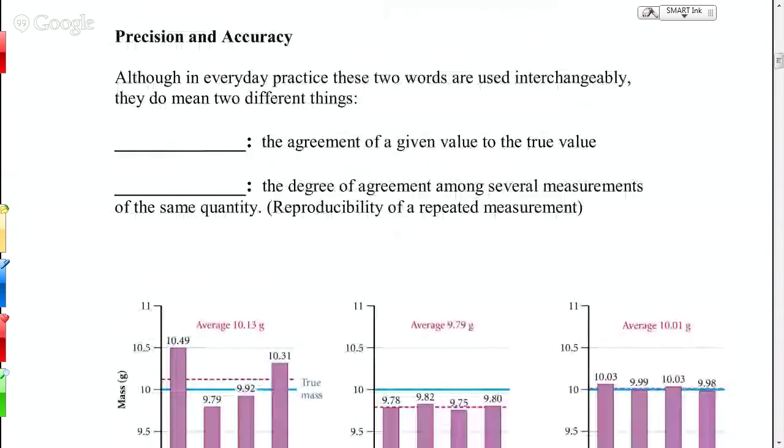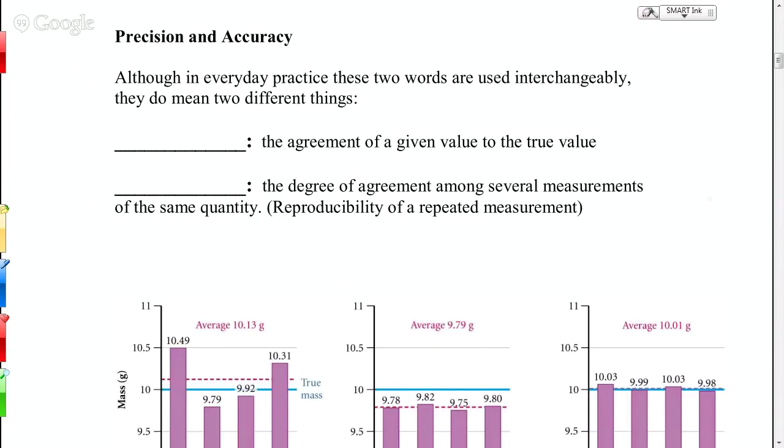Okay. So who's heard about this difference before? Precision versus accuracy. You heard this? All right, so where would you put those in these two definitions? One of them is the agreement of a given value to the true value, and the other is the degree of agreement among several measurements of the same quantity, or the reproducibility. First precision, second accuracy. What do you think? First precision, second accuracy? You gonna flip those?